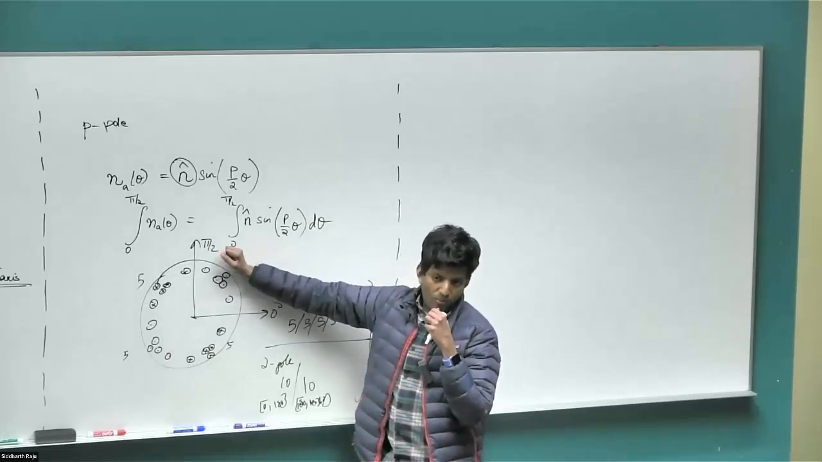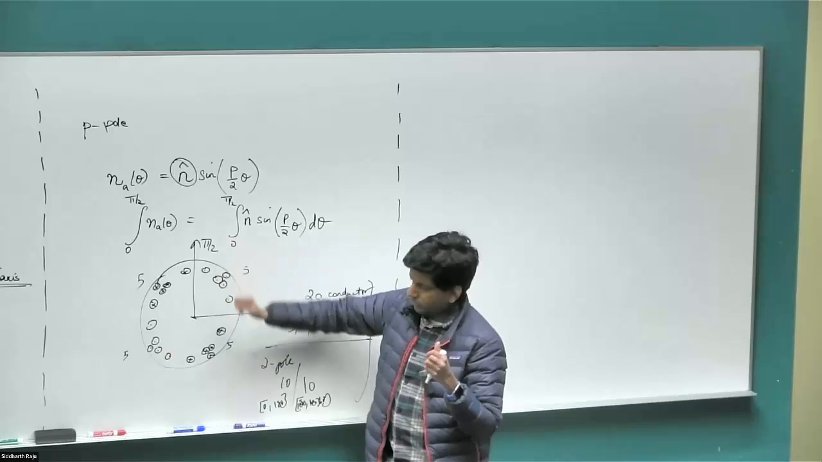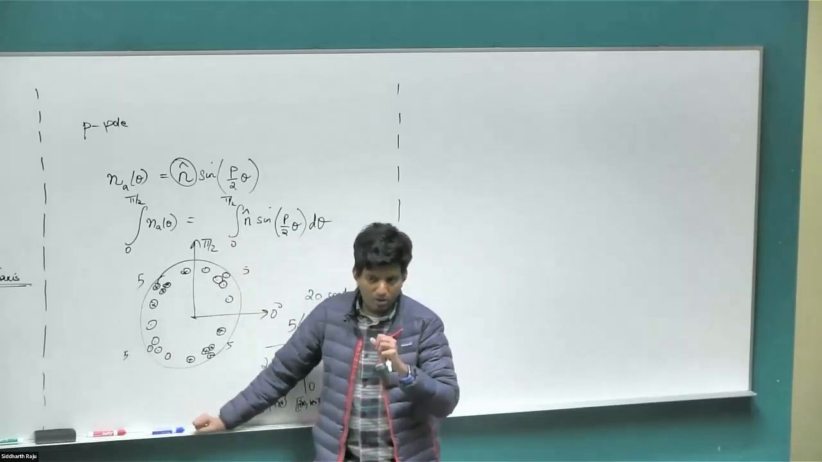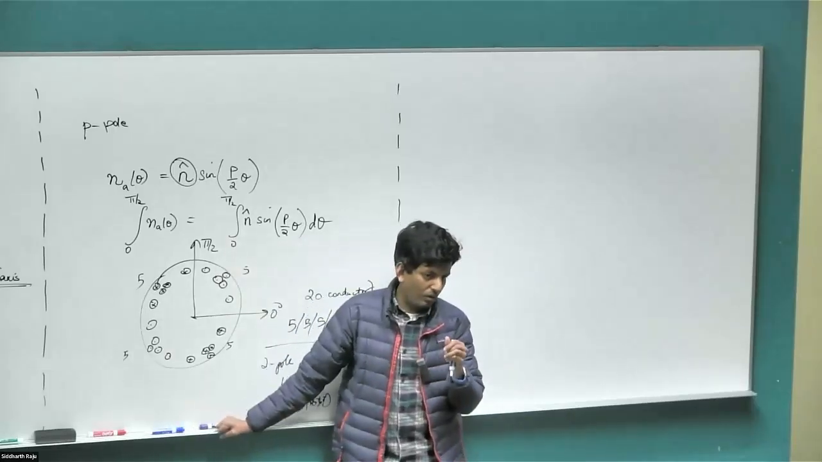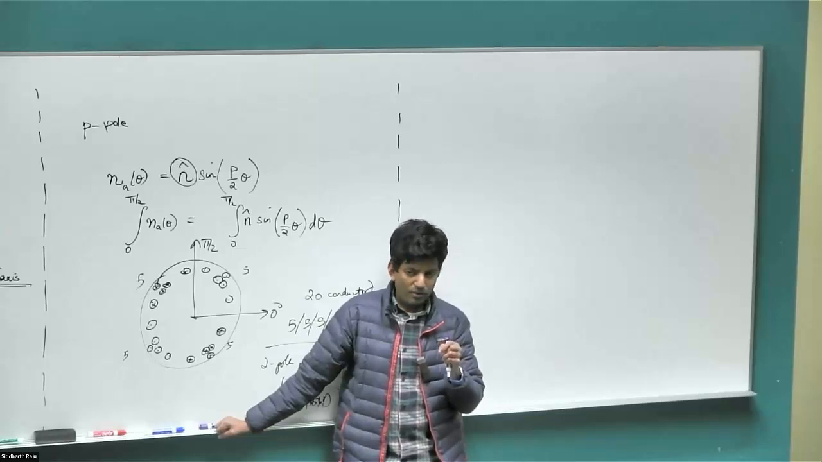In any p-pole motor, what would be the range of integration? If I want to figure out the total number of conductors within any one particular pole for a p-pole motor, what will be the range of integration? Would it always be 0 to pi by 2?